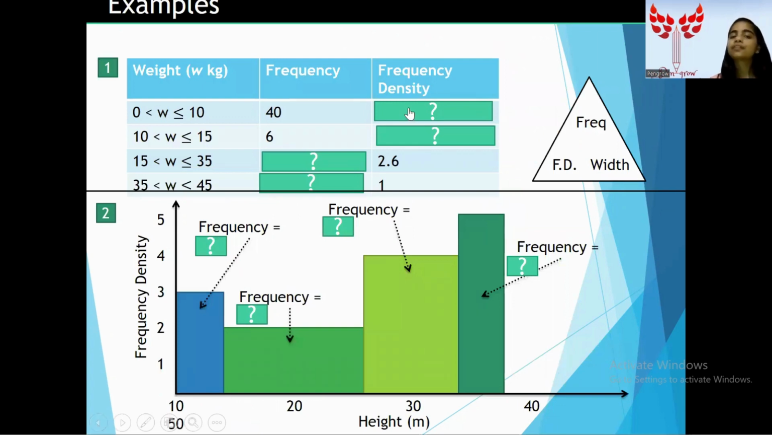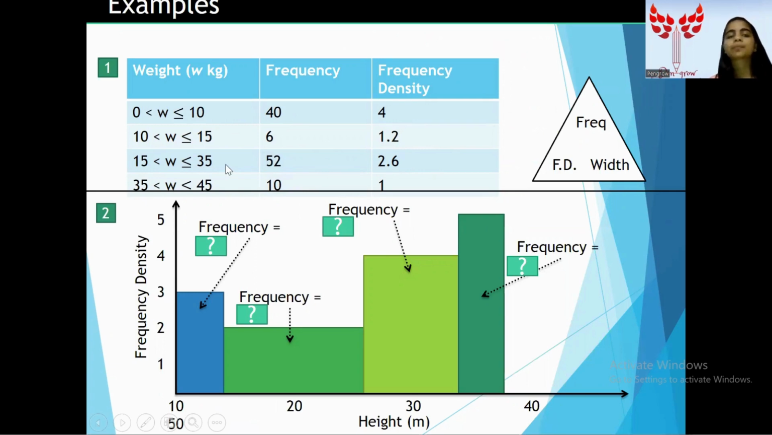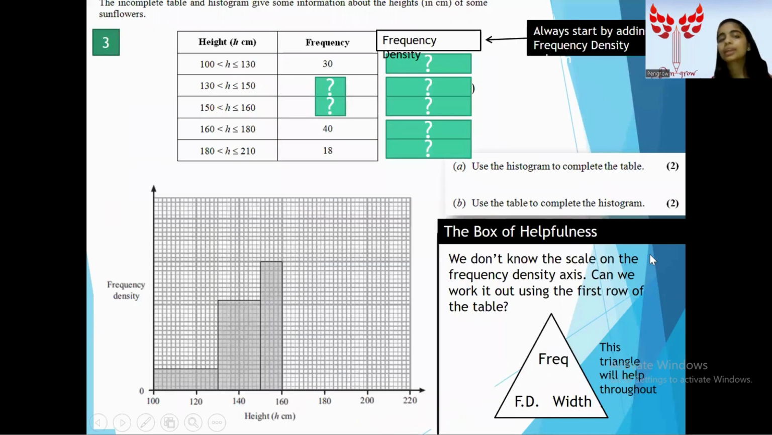Right? So if we want to find the frequency density, how are we getting it? 40 divided by 10, 6 divided by 5, 2.6, multiplied by 20, 10 divided by 10, 1, right? So here you plot the frequencies as the area. Frequency density comes on the y-axis, right?